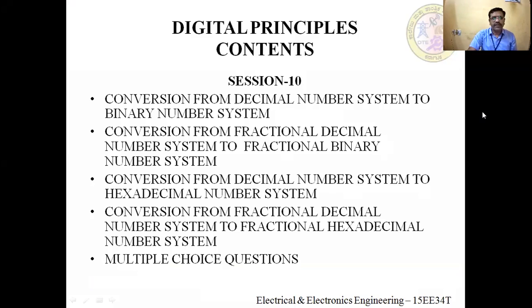So here, I will be discussing a total of 5 topics. In the first topic, decimal number to binary number conversion. The second topic is conversion from decimal number system to fractional number system. Then conversion from decimal number system to hexadecimal number system. Then conversion from fractional decimal number to fractional number system. And lastly, multiple choice questions. So here, integer conversion, fractional conversion, integer decimal conversion, and fractional decimal conversion.